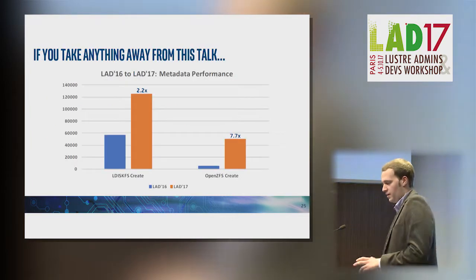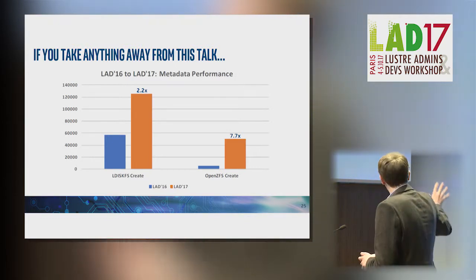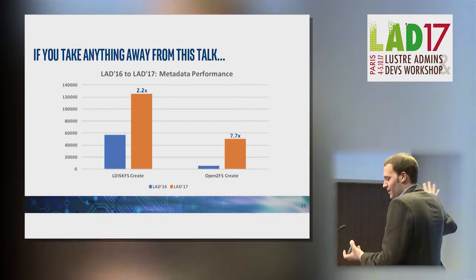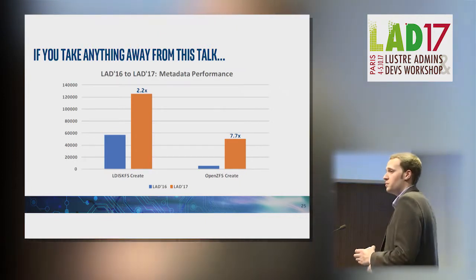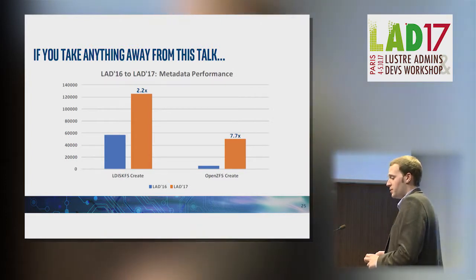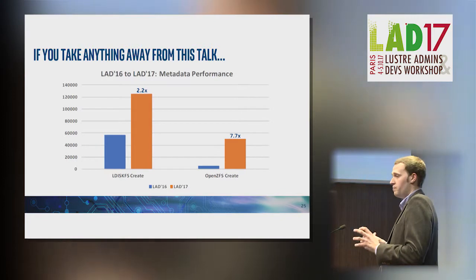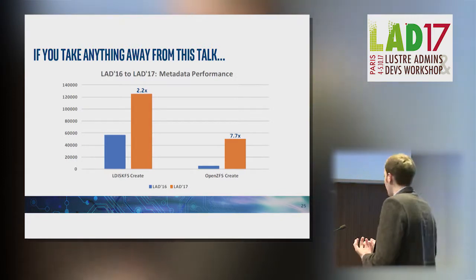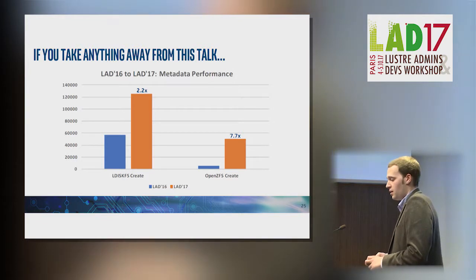So finally, if you take anything away from this, if you've fallen asleep, generational performance improvement, LUG 16 to LUG 17: LDISKFS is up 2.2 times, and OpenZFS performance is generally up about 7.7 times. So basically a very, very healthy, positive change within the Lustre file system.